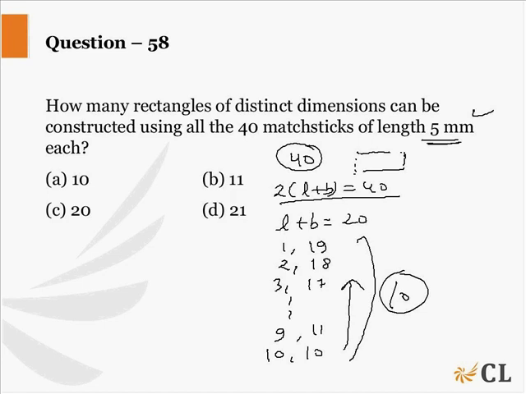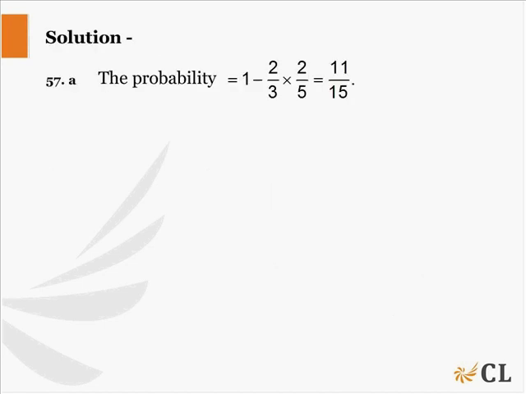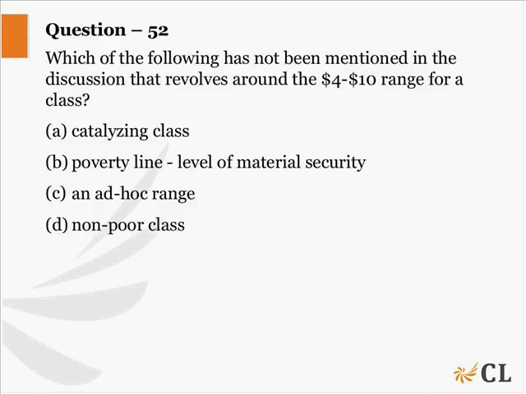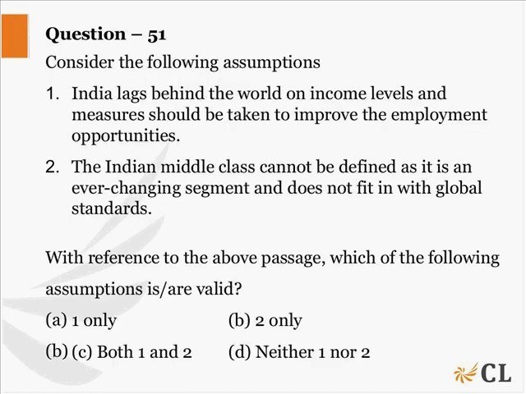Okay, consider the following assumptions. India lags behind the world on income levels and measures should be taken to improve the employment opportunities, right? So I'm talking about the 51st question. India lags behind the world on income levels and measures should be taken to improve the employment opportunities. Where do I get that? Let's look at the passage.